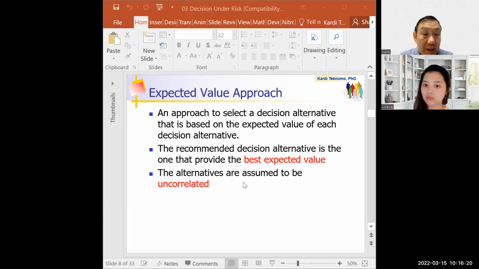So what is important here is that for each alternative, they must be uncorrelated. Try to create what is called mutually exclusive and exhaustive. Mutually exclusive means uncorrelated. One alternative and the other, there is no overlapping. And exhaustive means all possible alternatives that you can put.